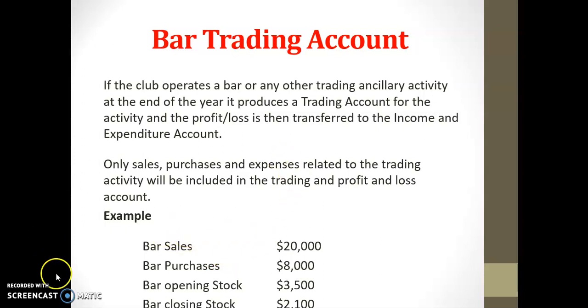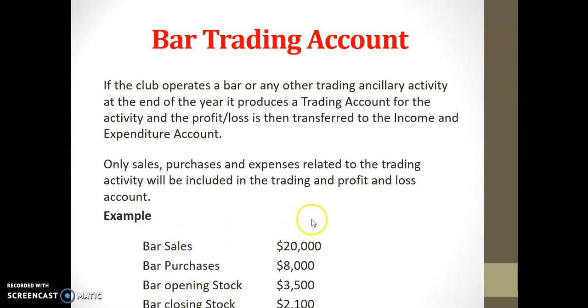Okay, so I'm not going to go through the example, but we're saying if the club operates a bar or any other trading ancillary activity, at the end of the year, it has to produce a trading account for the activity, and then that profit or loss is then transferred to the income and expenditure account. Now, only the sales, purchases, and expenses related to the trading activity will be included in the trading and profit and loss account.